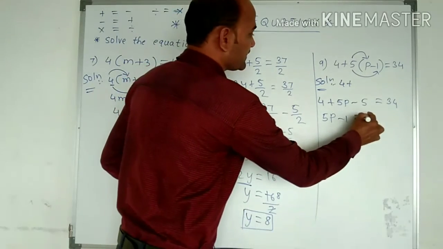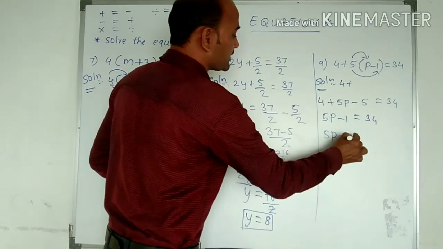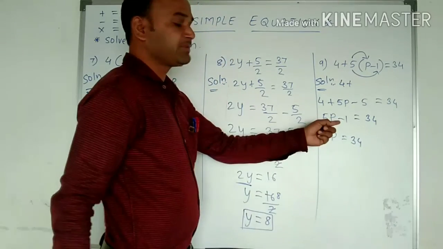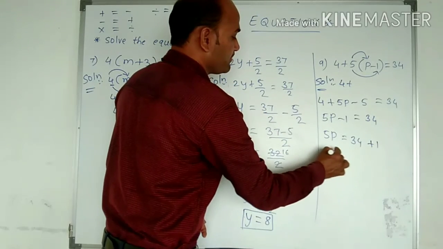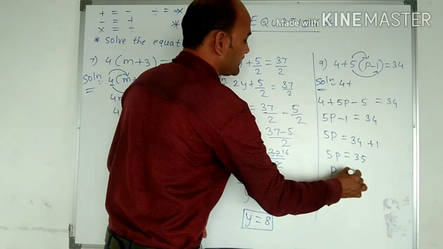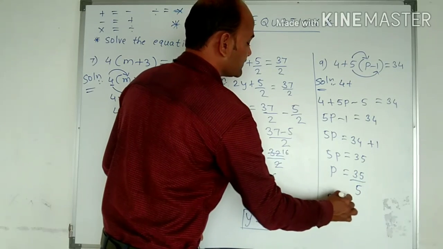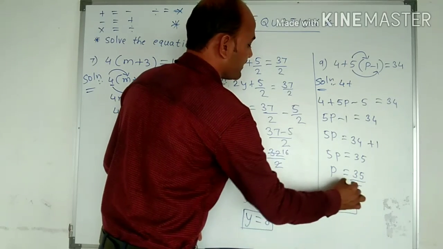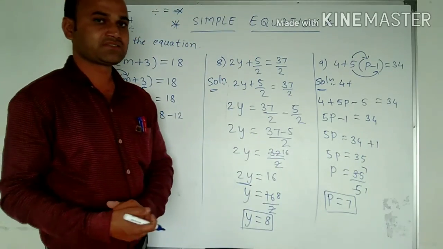So then next one, it is 34. So 5p is equal to, we have to transfer this minus 1 to the RHS side, it becomes plus 1. Then 5p is equal to 35 we will get. And p is equal to, this p is in multiplication, so it comes in the denominator, then p is equal to 7 we will get here. 5 1s are 5, 5 7s are 35. We will get the answer, p becomes 7. Okay.